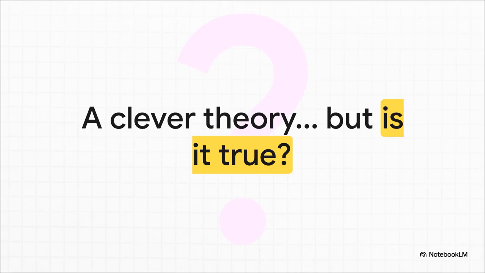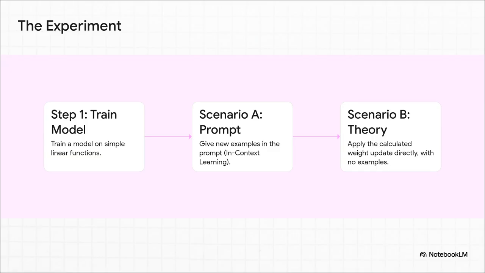Super elegant. But in science, a good idea just isn't enough. You need proof. So the big question is, how did the researchers actually test if this implicit update was really happening? So they designed this absolutely brilliant experiment. First, they trained a simple little transformer model to learn basic math functions. Then they set up 2 tests. In scenario A, they did exactly what we did with Flippertish. They gave the model new examples in the prompt and let it learn. Standard in-context learning. But in scenario B, they gave the model 0 examples. Instead, they used their new theory to calculate what that temporary weight update should be, and they just applied it directly to the model's MLP layer.